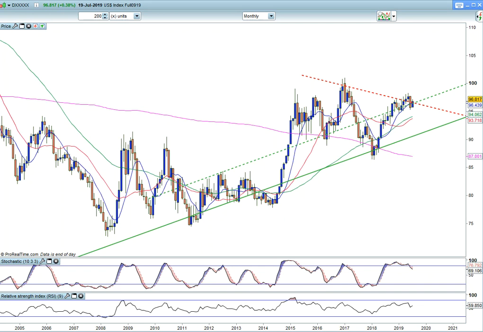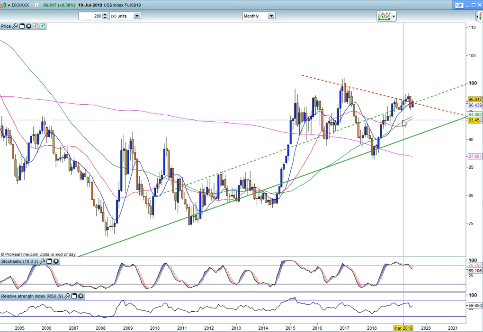Good morning. We're going to take a look at the dollar index because if you're trading basically any currency, you really do need to know what direction the dollar is going into. Now, we've seen a rise. This is the monthly chart.